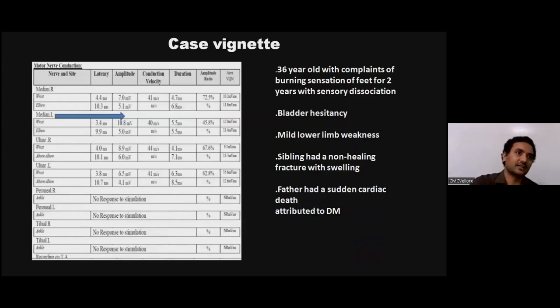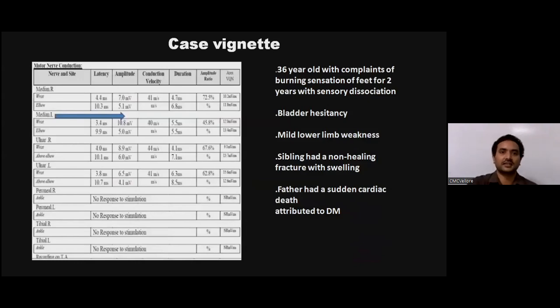It's just non-healing. Fracture or ulcer? Non-healing ulcer, non-healing fracture with swelling. That's the one we had in the old reports. We didn't have that. I was assuming it is some small fiber neuropathy because of the non-healing. It's not healing. Skin is an ulcer only.